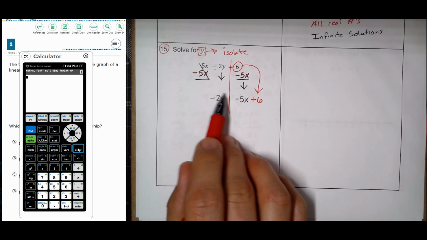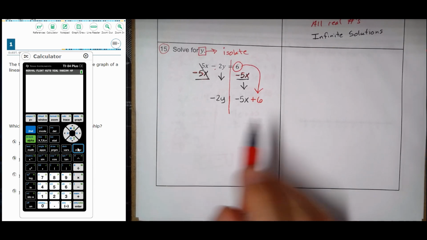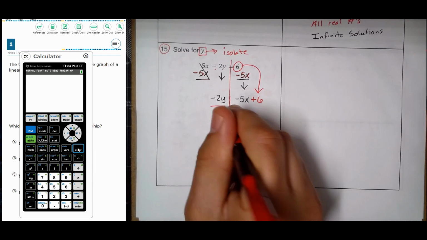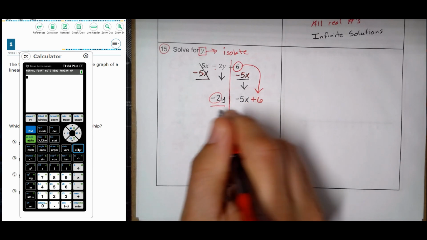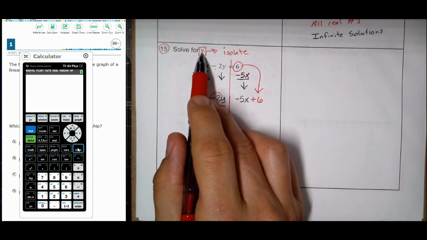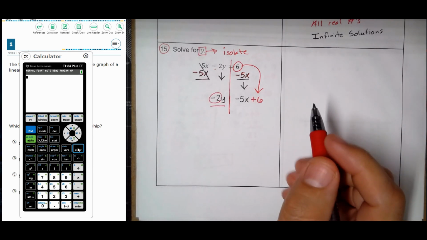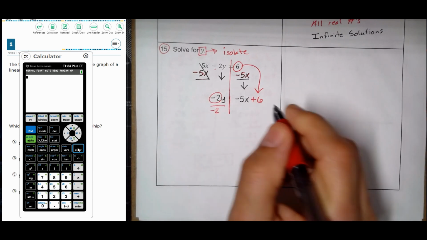I do have multiplication going on here. Negative 2 is being multiplied to y. And so I need to go ahead and divide by that coefficient of negative 2 to get y all by itself, where it just has a coefficient of 1. So I'm going to divide by negative 2.